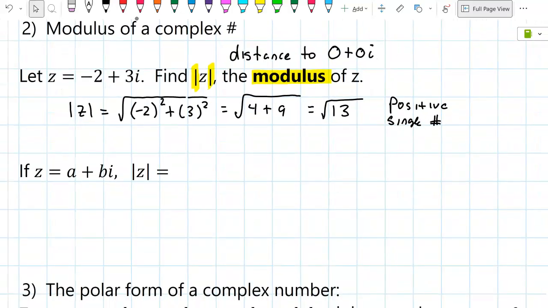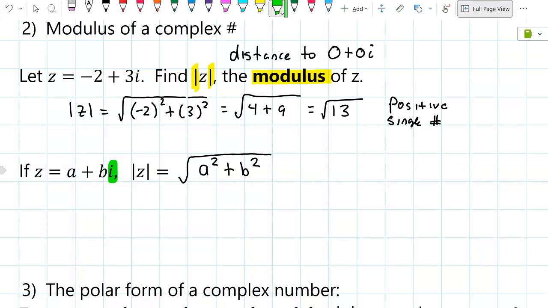Here's the general formula. If you have a plus bi, then the modulus of z, or the absolute value of z, is just the square root of a squared plus b squared. One thing people sometimes get confused about is squaring the i. You don't include the i when you're doing the modulus. You only use the actual coefficients a and b. Just like we did up here, we didn't square 3i, we just squared the 3.